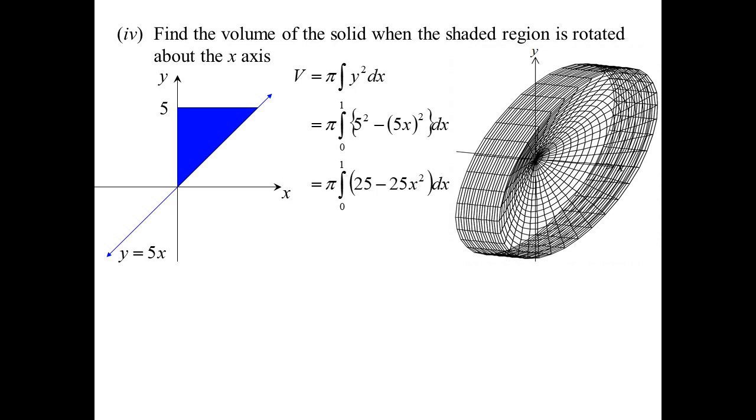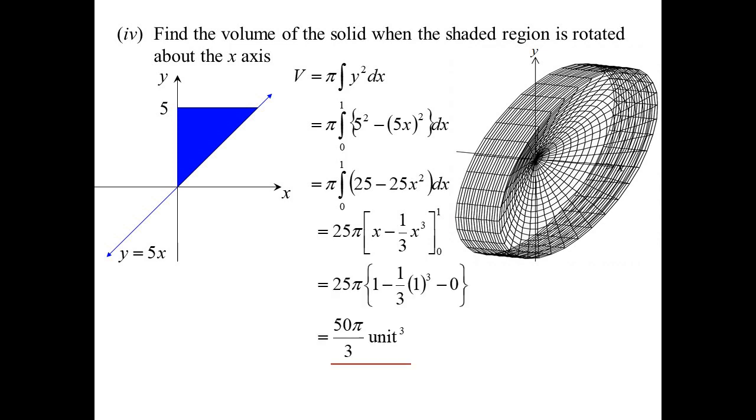So if I'm rotating around the x-axis, the top boundary is just the line y equals 5. So that's 5 squared. The bottom boundary is y equals 5x. So I'm going to take away 5x squared. So I'll end up integrating 25 minus 25x squared. I can factorise out the 25, sub in the 1, sub in the 0, 50 pi on 3.